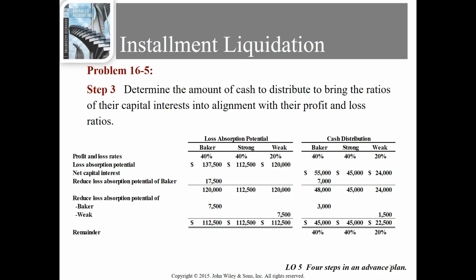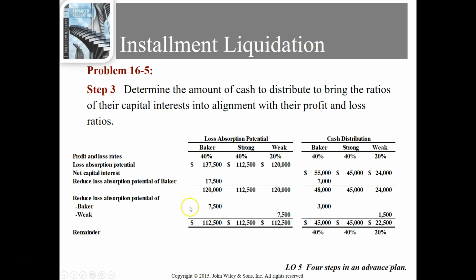This now reduces 120 for loss absorption to 112, 120. Here are our balances, 48,000, 45, 24. So you'll notice that Baker and Weak now are the same. Well, our next task is to get both of these partners to Strong. In order to do that, I need to reduce their balances or pay them out.